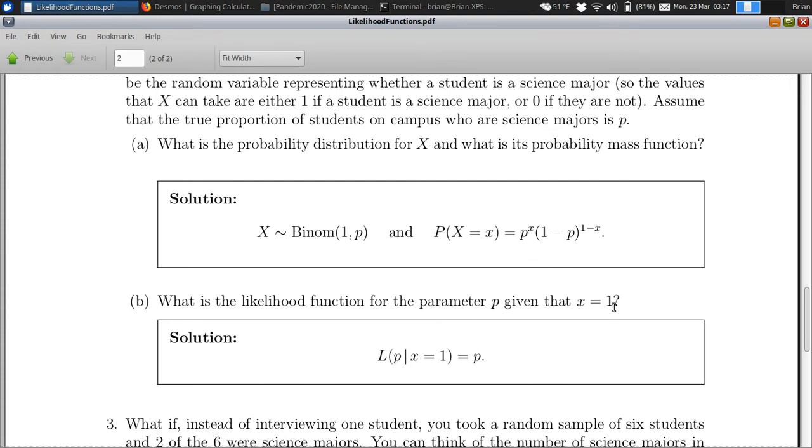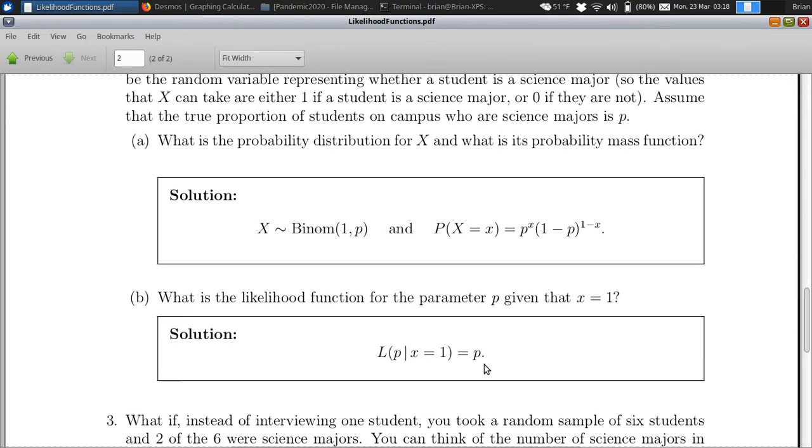And we know that right now x is 1 because the one person we asked was a science student. So I plug in 1, so it's p to the first, and then 1 minus p to the 1 minus 1, which is 0, and anything to the 0th power is just 1, so it goes away. So there's our likelihood function. It's really simple. The likelihood function for p, given that x was 1, is p.